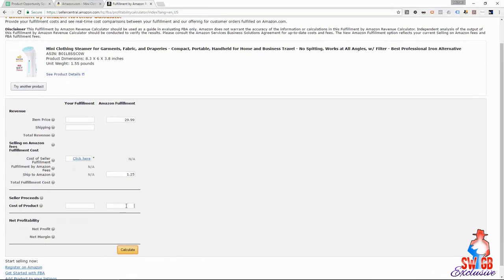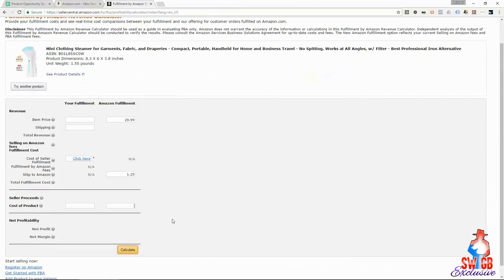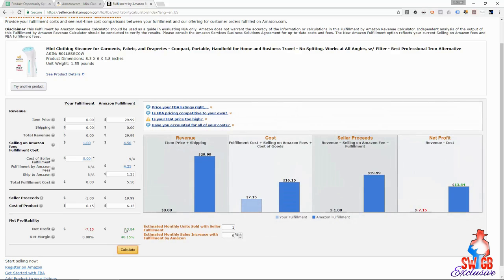And now we need the cost that this supplier quoted us for this product, including everything, packaging, labels, whatever we're going to need there, inserts or whatever it is. And that price is $6.15. Enter that in. And then we'll hit calculate. And our net profit is $13.84 for a total of 46.15%.